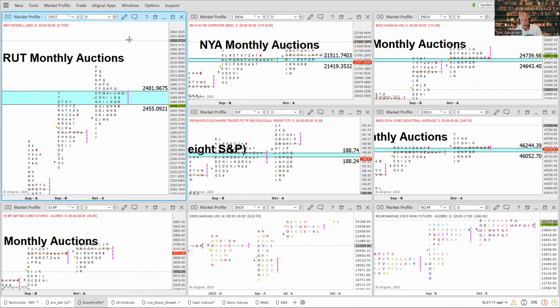Now, I use bar charts 95% of the time in my trading, my trade execution. But at times, nothing gives a better perspective of market condition than a profile chart. And I think this is one of those times. So let's take a look here.